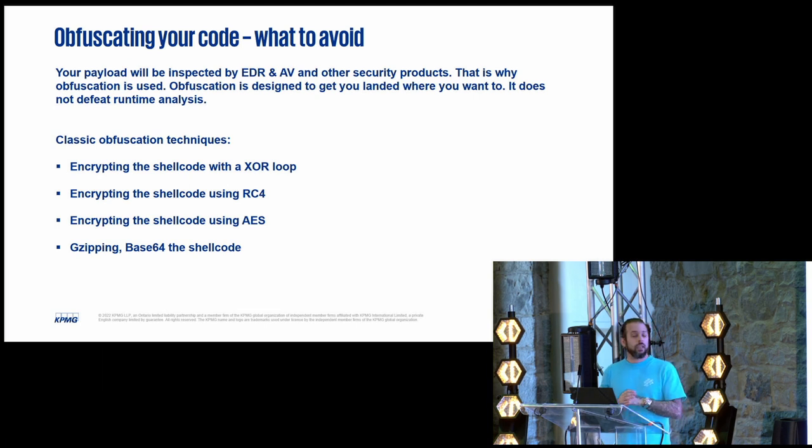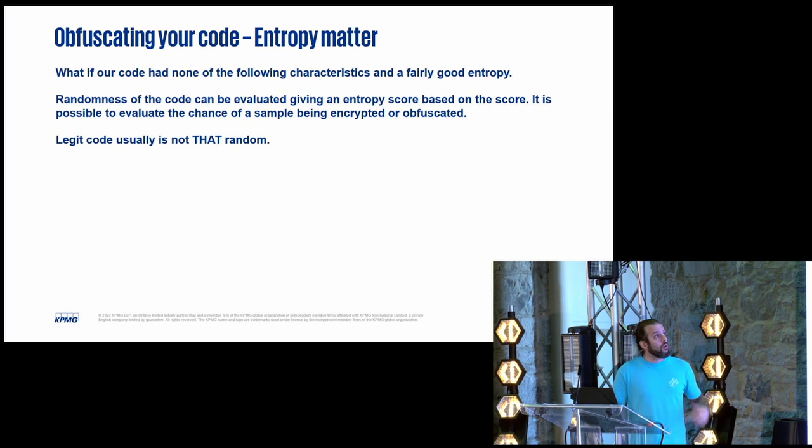If we look at the typical tricks that have been used over the years, you're going to come across XOR loop, which is super typical. It's like the dummy encryption kind of thing, using RC4 because it's a super simple algorithm to implement, AES, or GZIP, Base64, you know, layers of crap on top of your shellcode to actually achieve evasion. There's a big issue with that. Most of these will end up creating what we consider encrypted shellcode.